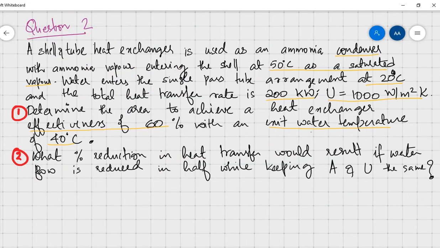Now let's move on to question number 2 of this tutorial session. This shall be a question regarding a heat exchanger with phase change. This particular case being that of a condenser.